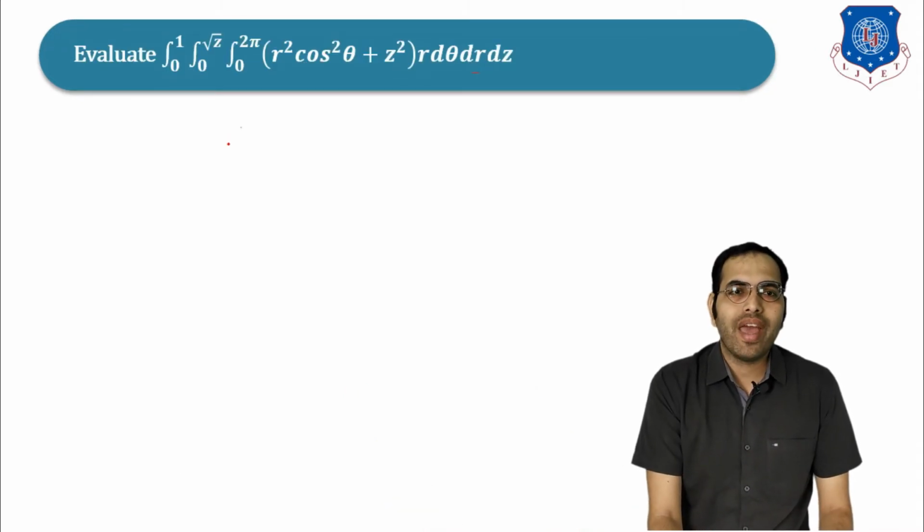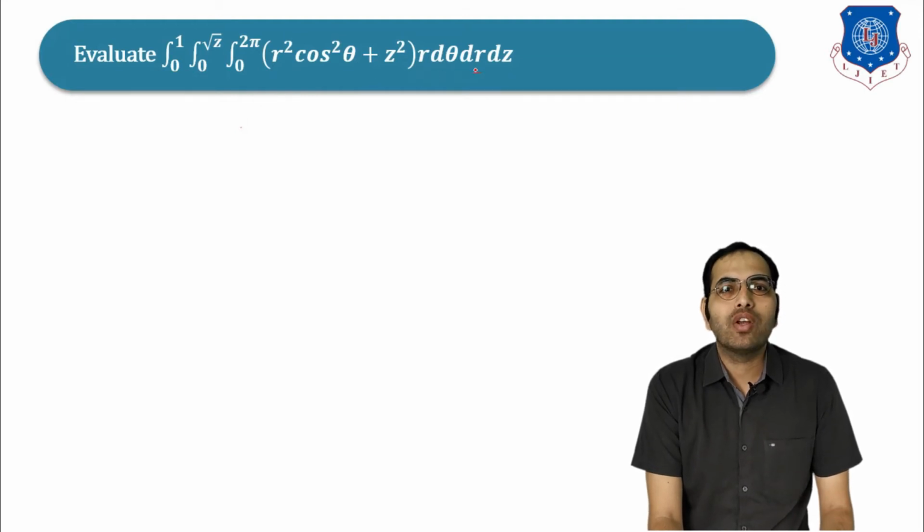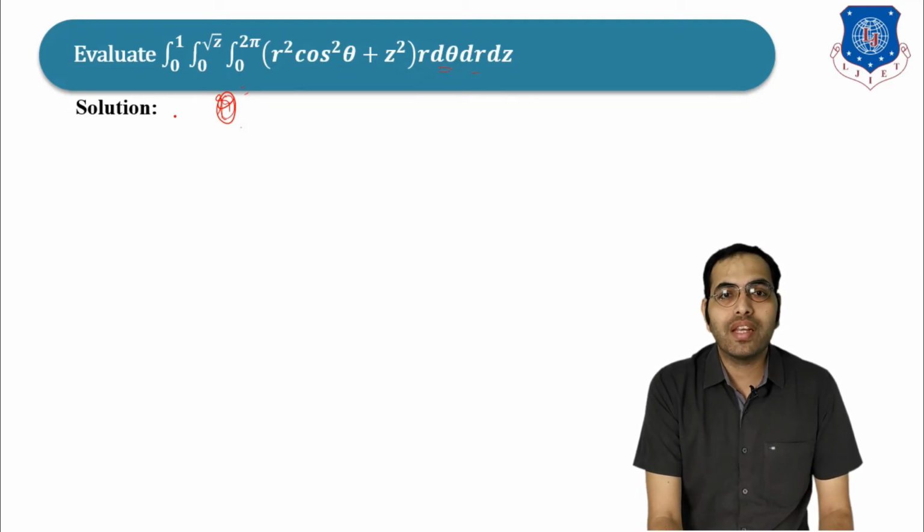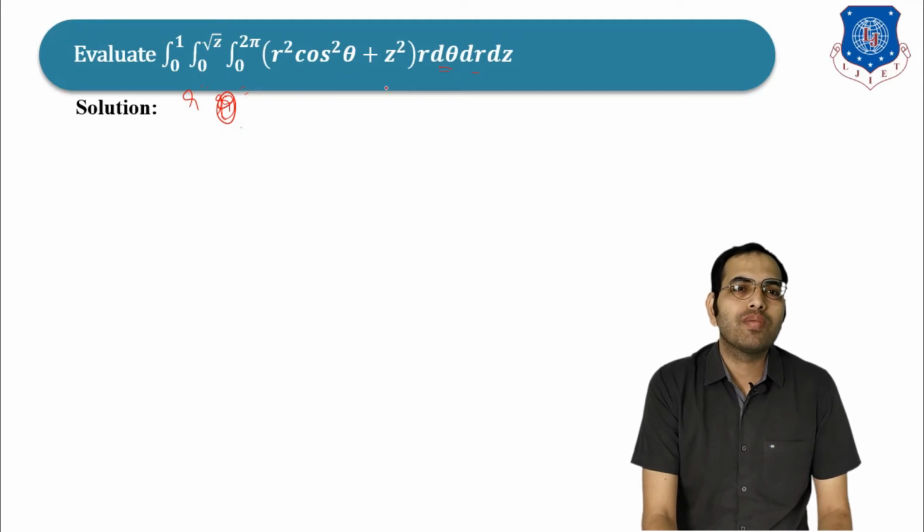Let's see one example. Triple integral 0 to 1, 0 to root z, 0 to 2 pi, inside the bracket r square cos square theta plus z square into r d theta dr dz. Here the innermost limit is indicated by d theta, where theta varies from 0 to 2 pi. The middle limit is dr, where r varies from 0 to root z, and the outer limit is dz, where z varies from 0 to 1.